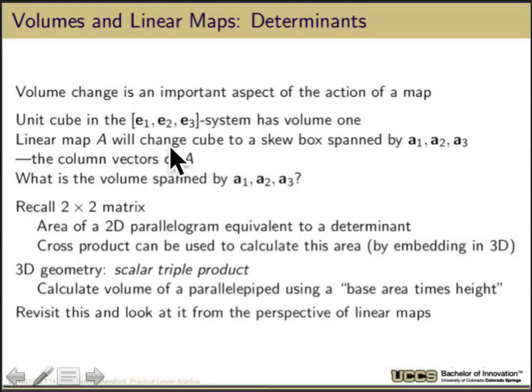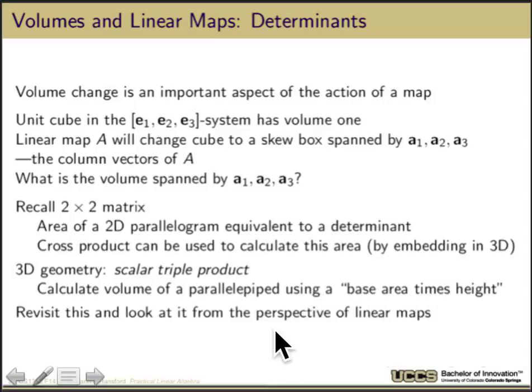So again, you're sort of seeing I map to these skew boxes and then ask the question, what's the volume spanned by A1 and A2 and A3? That volume is the volume change of the map. In 2D, the area of the parallelogram was equivalent to the determinant, and a cross product can actually be used to calculate this area by embedding it in 3D. For 3D geometry, we saw last chapter, we're going to do the scalar triple product to calculate the volume of the parallelepiped using sort of a base times area model.